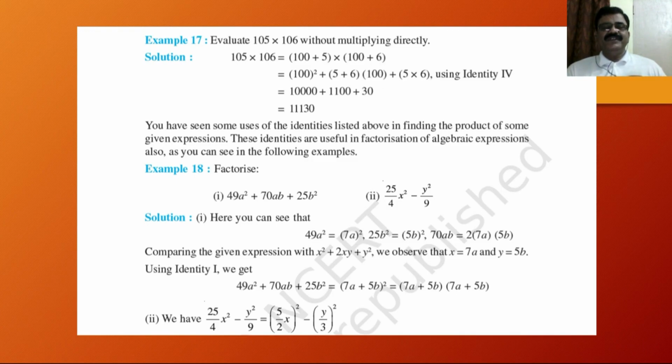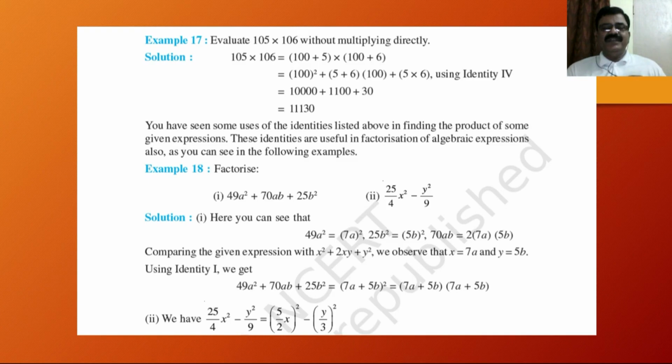Factorize 49a square plus 70ab plus 25b square. Here we can see that 49a square is 7a the whole square. 25b square is equal to 5b the whole square. 70ab can be written as 2 into 7a into 5b, that will be 70ab. So comparing the given expression with x square plus 2xy plus y square, we observe that x is equal to 7a and y is equal to 5b.